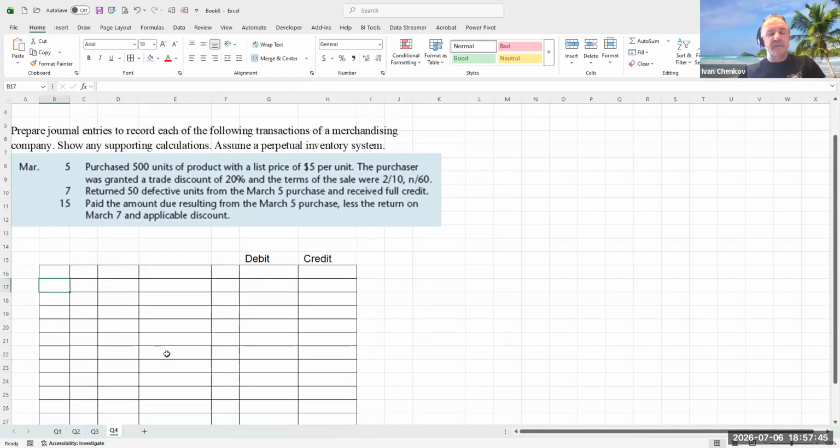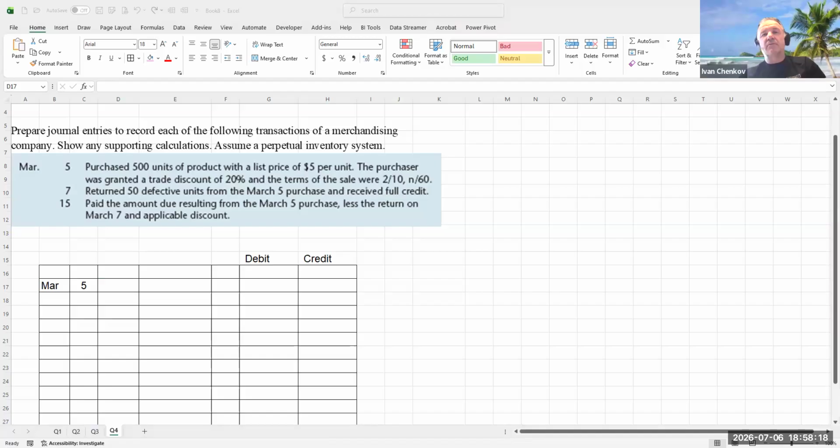First, on March 5th, we purchase 500 units of product with the list price $5 per unit. The purchaser was granted a trade discount of 20%, and the terms of sale are 2/10, n/60: 2% within 10 days, nothing within 60 days. So how are we going to deal with this?